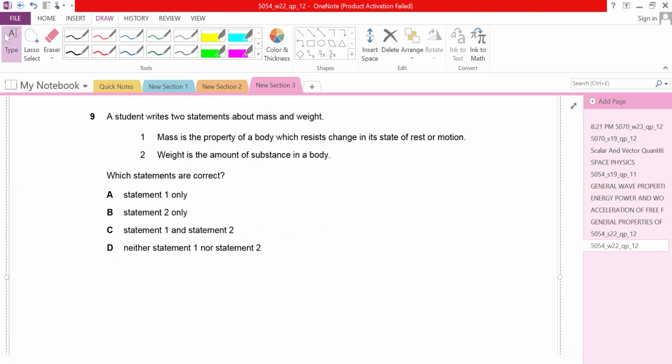Question number 9. A student writes two statements about mass and weight. Statement number 1 is mass is the property of a body which resists change in its state of rest or in motion. Statement 2, weight is an amount of substance in a body. So statement 2 is incorrect. However, statement 1 is correct. So the correct option is that statement 1 is the only one correct.